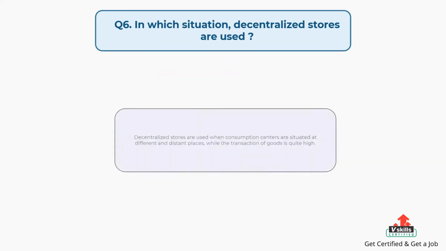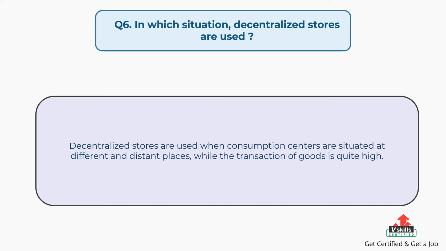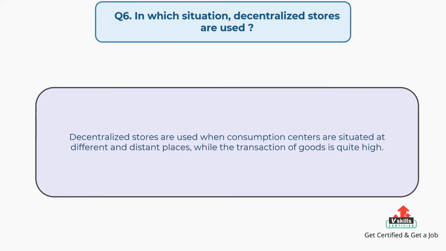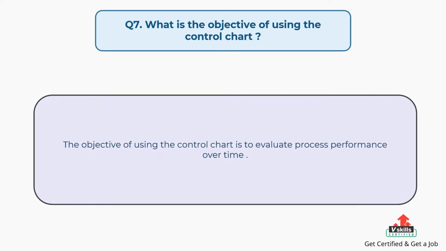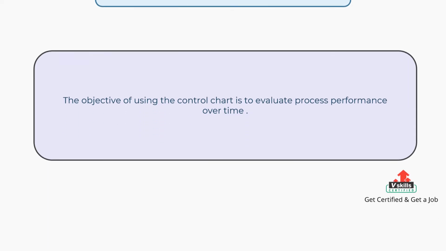Question number 6. In which situation, decentralized stores are used? The answer is, decentralized stores are used when consumption centers are situated at different and distant places, while the transaction of goods is quite high. Question number 7. What is the objective of using the control chart? The answer is, the objective of using the control chart is to evaluate process performance over time.